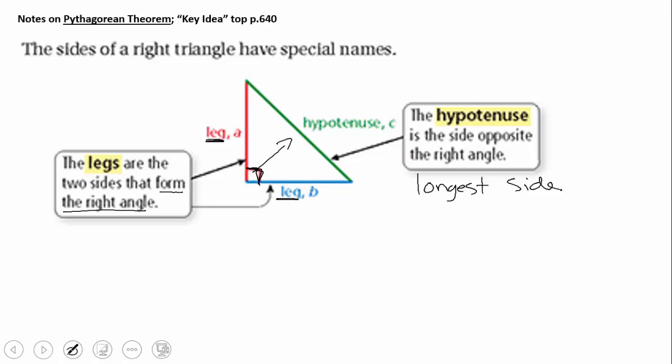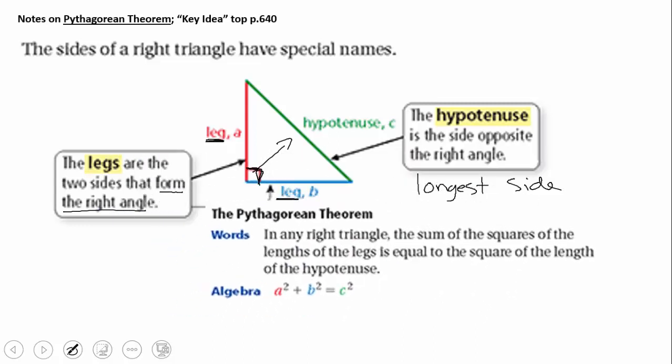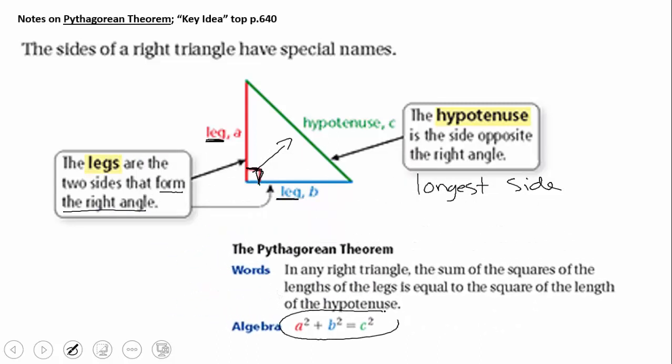And so now that we know the vocabulary of the right triangle, we can state Pythagoras's theorem, which says the sum of the squares of the legs is equal to the square of the hypotenuse. So right here, that's taking the sum of the squares of the legs, that's A and B, we're squaring them and adding them together, and that is equal to the square of the hypotenuse, c squared. So now we have an equation where we're going to be given some information and we plug it into that equation and voila, we solve and get our answer.